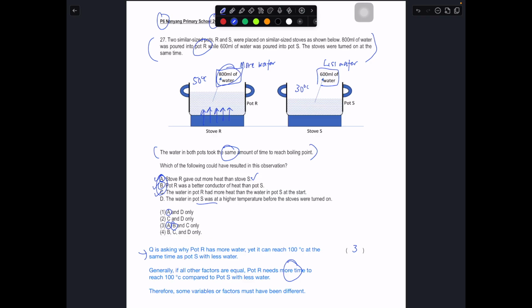The water in pot S has a higher temperature before the stove is turned on. This is not true. If pot S really has a higher temperature, then it will reach the boiling point way faster. So imagine this: let's say the water in S is at maybe 50 degrees Celsius, and this one is at 30 degrees Celsius. Then of course pot S will reach the boiling point way faster, because it has less water and it started at a higher temperature. So this is not true if we talk about the same observation.